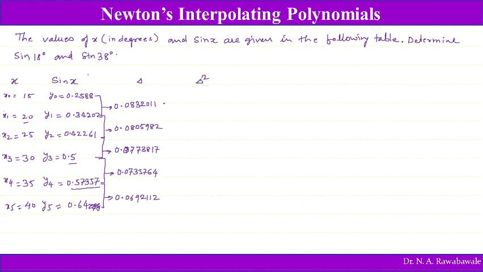So for delta square, again the divided difference of these two. So what we do: 0.0805982 minus 0.08320011, divided by, here the last value is x2 and x0, so that is 25 minus 15 in the denominator. First we subtract these two.